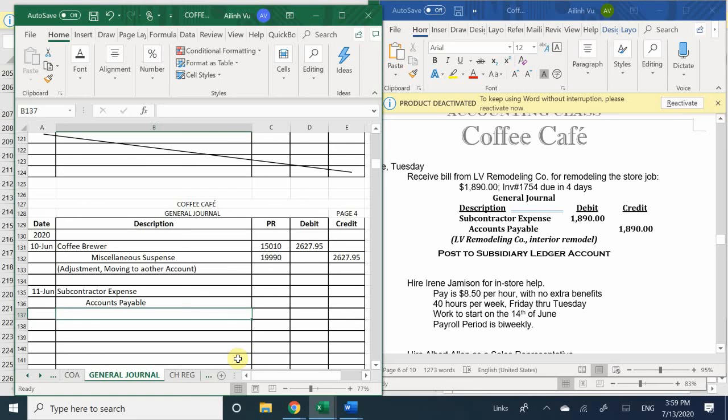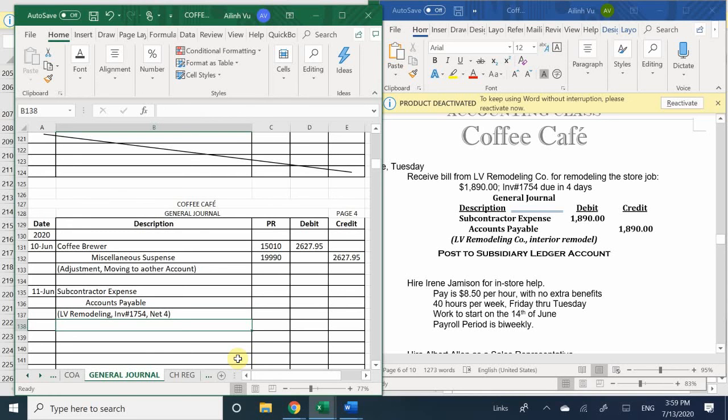Okay? Since I already know all the details for this one, who is it? It's going to be LV Remodeling. And they sent an invoice number 1754, and it's due in 4 days. So I'm going to go ahead and say net 4. Okay, it's due in 4 days.